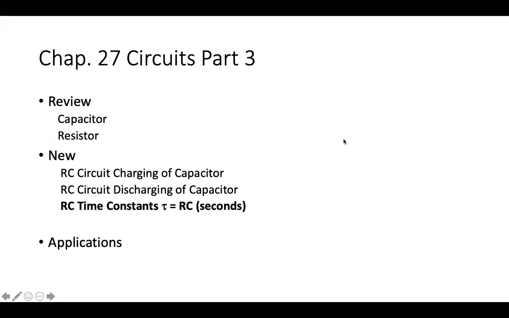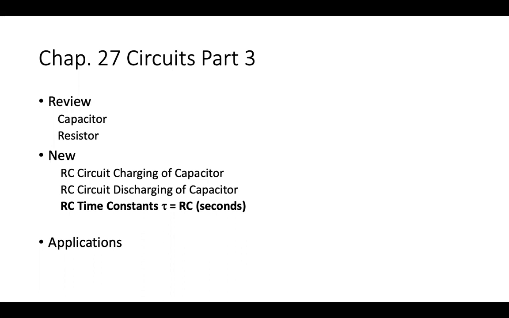This is the third part of chapter 27, circuits. We have learned capacitors and resistors and how they combine. So we're going to have a review. And then we're going to introduce RC circuit charging of the capacitor, RC circuit discharging of capacitor.